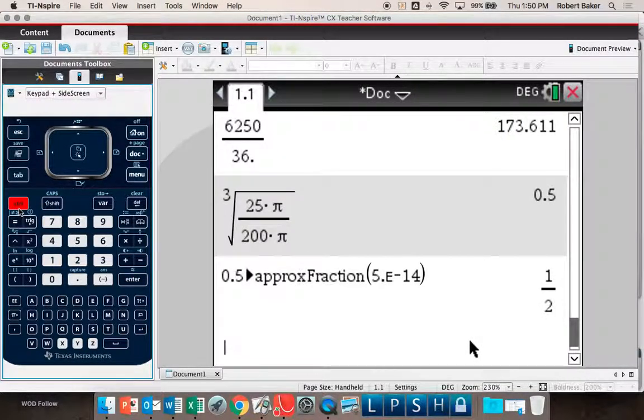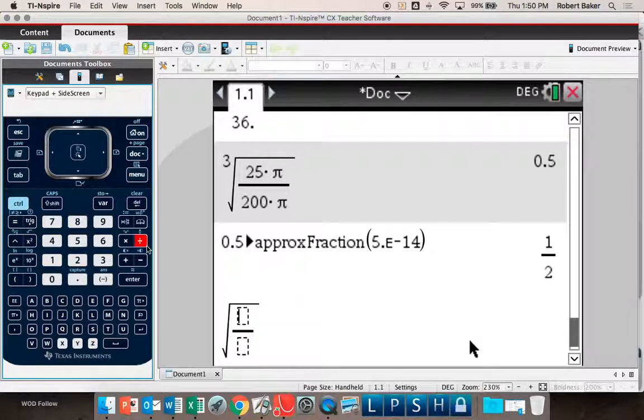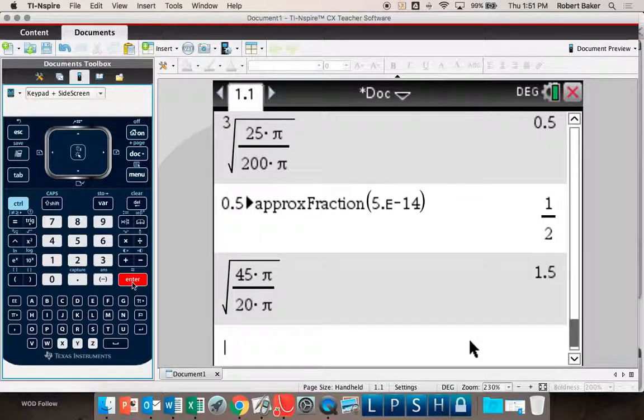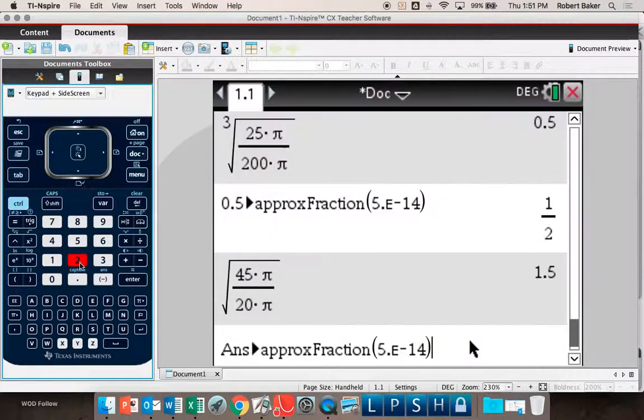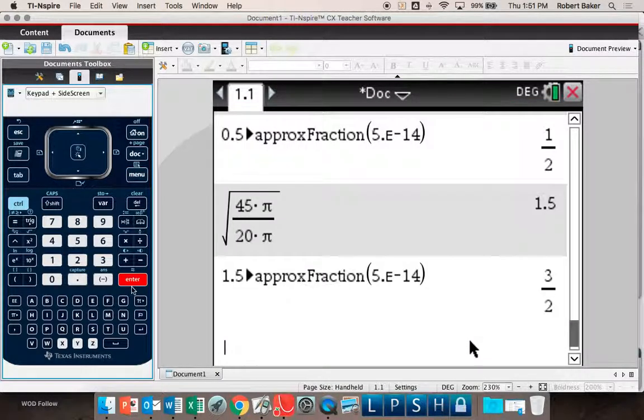So the square root of the fraction 45 pi over 20 pi. And then you cross your fingers, hope you get a nice number. How do we make that a fraction? Menu, 2, 2. Make it a fraction, please. Okay, it's 3 over 2. That's the fraction. The fraction's 3 over 2.